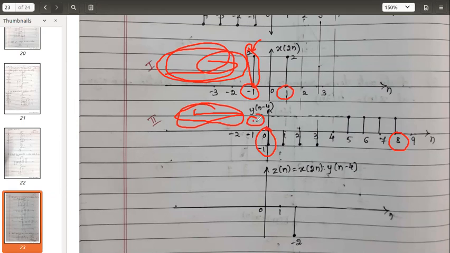At -1 the second signal is not there at all. Only one signal, and that too with amplitude 2. So amplitude 2 into, what is the amplitude here? 0. Hence you will get 0. At -1, that's why I have not drawn anything here. It is 0 only. Similarly continue. Here there is no amplitude, it is 0.